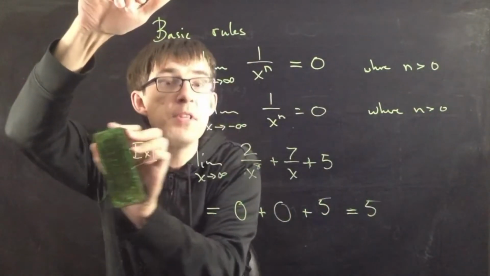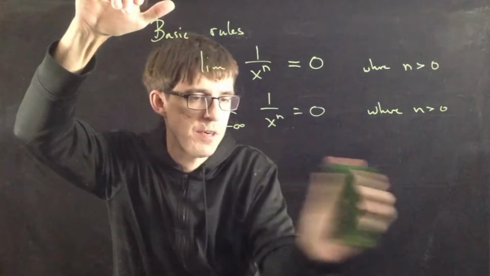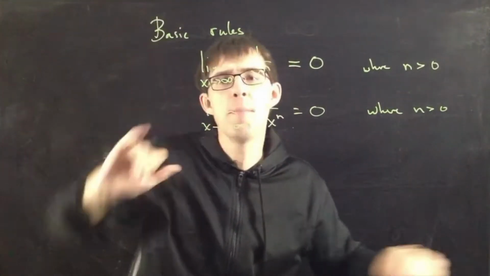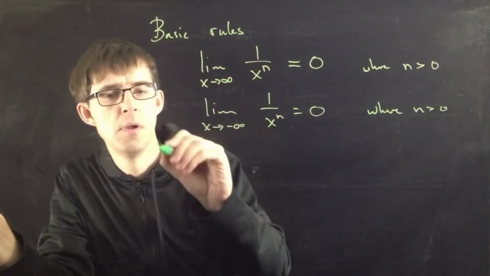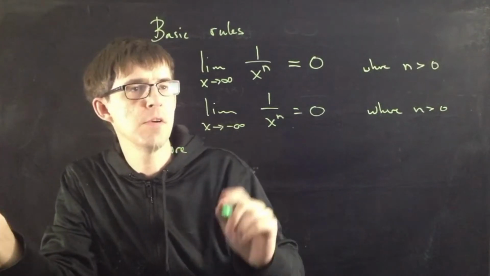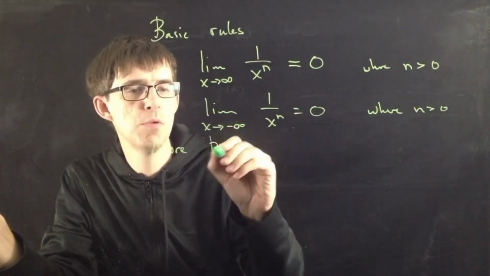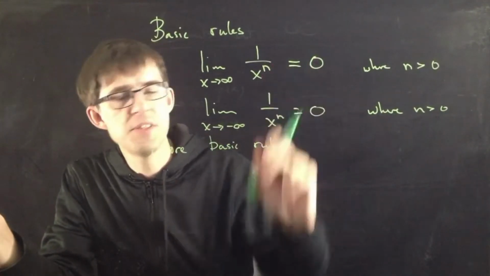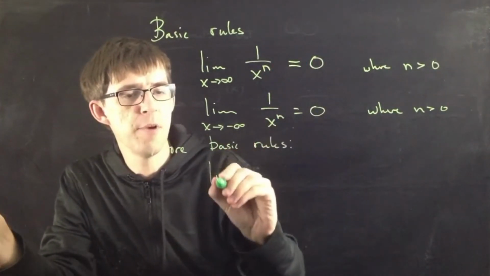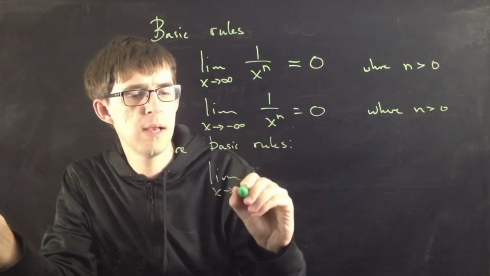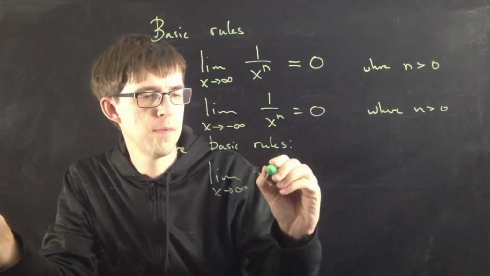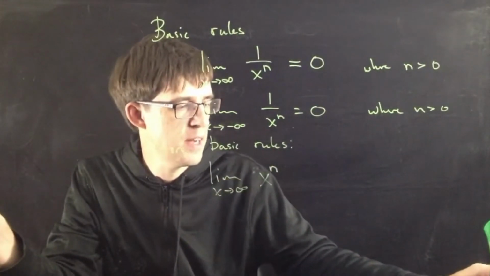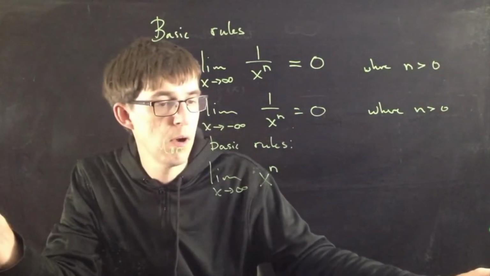Before we do, let me just add on to these basic rules. Sorry, I should have told you this before. I'm going to give you 2 more basic rules. This is about if x is in the denominator. What if x is not in the denominator? What if you're just looking at the limit as x goes to infinity of x to the n, not in the denominator, just hanging out all by itself?